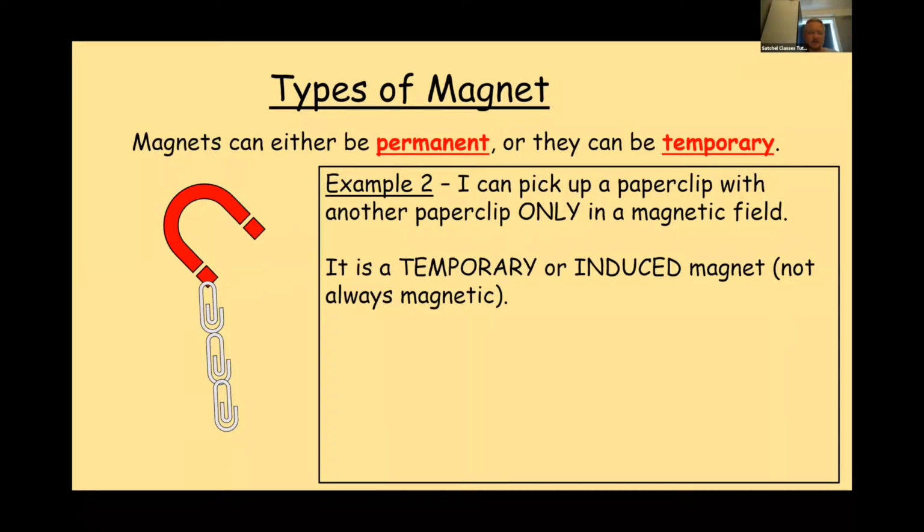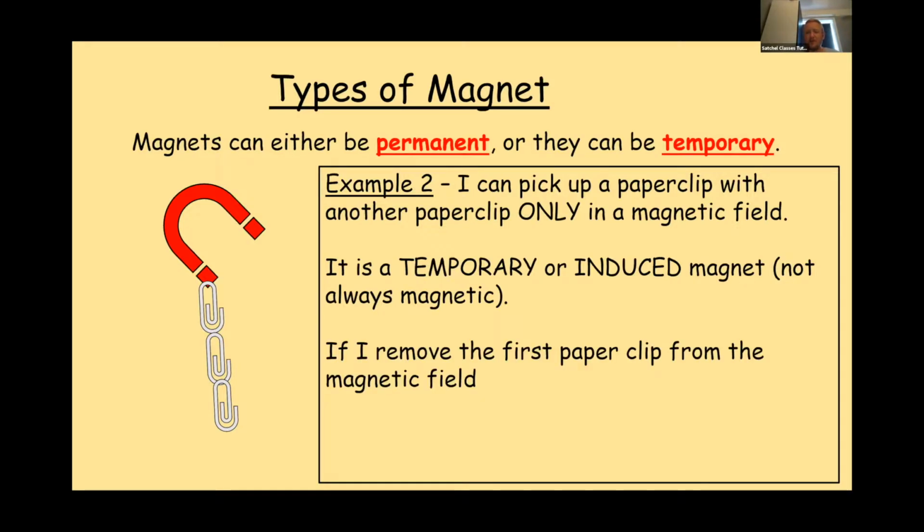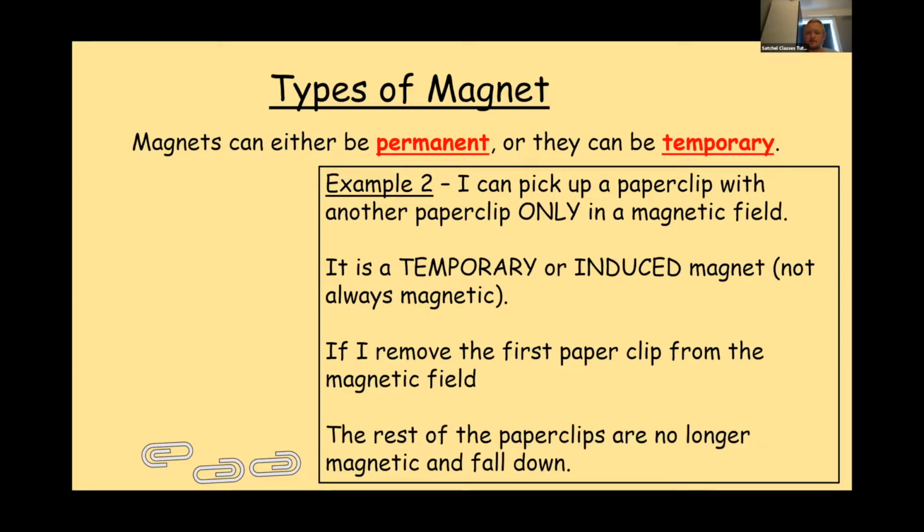We can test this. We can test if something is a permanent or an induced magnet. Because with the example that I've got on the left here, if I remove the first paperclip from the magnetic field, i.e. I take away the magnet, then the paperclips become non-magnetic and fall down. And this is a test of temporary magnetism. The rest of the paperclips are no longer magnetic, so they fall down. And if you pick one of them up and try to pick up another one with it, it would no longer work.